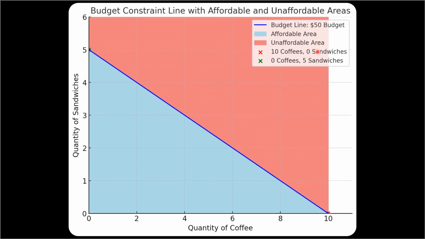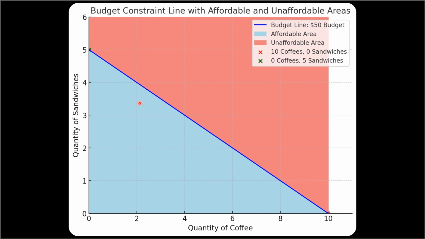Here we may see the visualization that will help you clearly understand the distinction between affordable and unaffordable choices when working with a budget constraint. The red area right here, which is above the budget line, represents the combinations of coffees and sandwiches which are unaffordable for Alina, while the blue area below the budget line represents everything which is affordable for Alina.